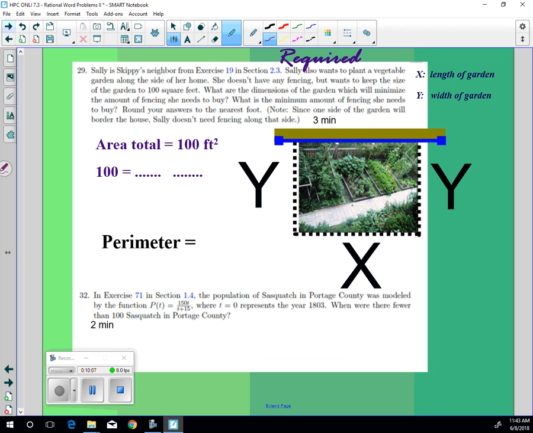And one more problem here. See if you can figure this one out. We've got a garden that's against a wall, and the length we're calling x, and the width we're calling y. So you figure out the total area in terms of x and y, and by the way, they're giving it to you as 100. Find the perimeter, and then answer the questions. What's the minimum amount of fencing needed? See if you can use your calculator.